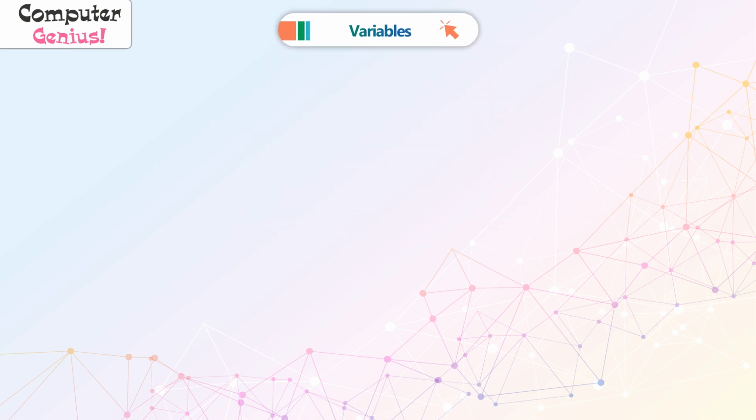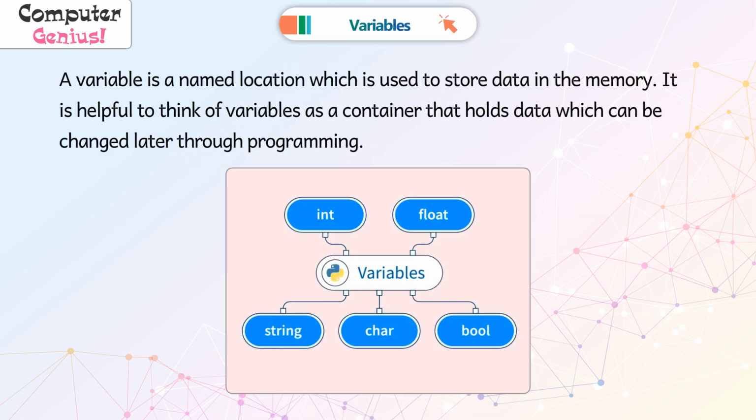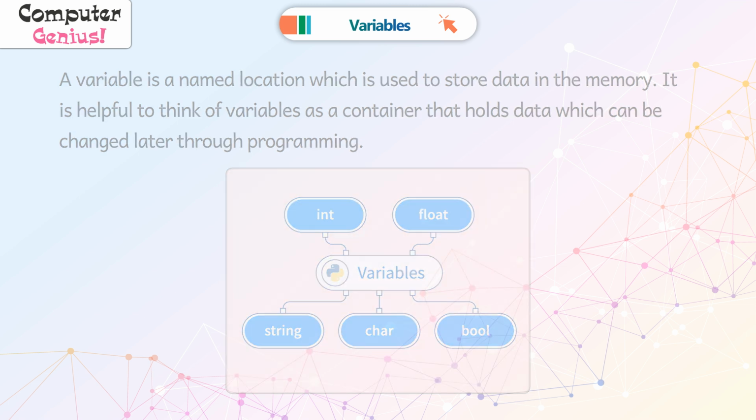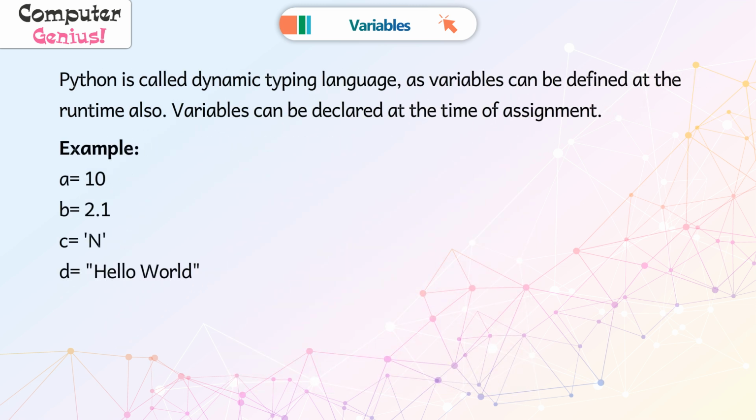Variables. A variable is a named location which is used to store data in the memory. It is helpful to think of variables as a container that holds data which can be changed later through programming. Python is called a dynamic typing language as variables can be defined at the runtime also. Variables can be declared at the time of assignment.